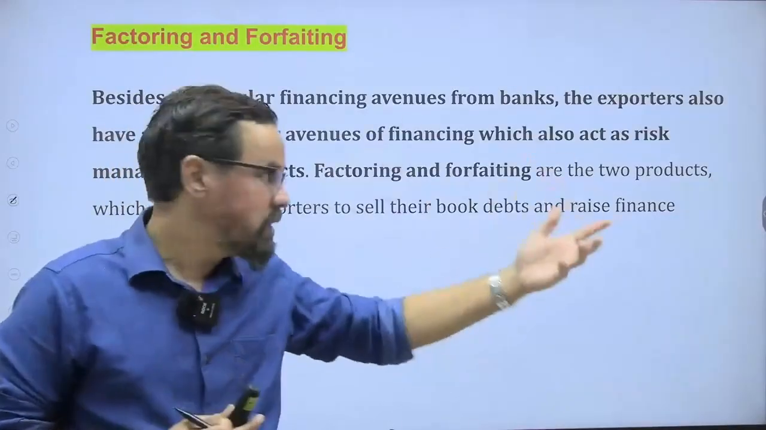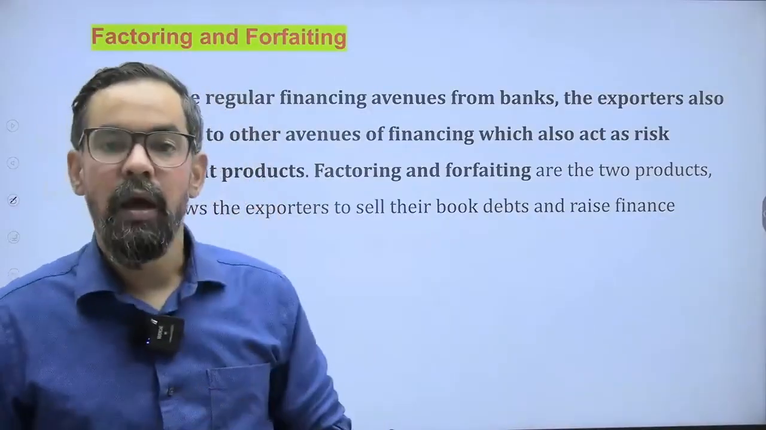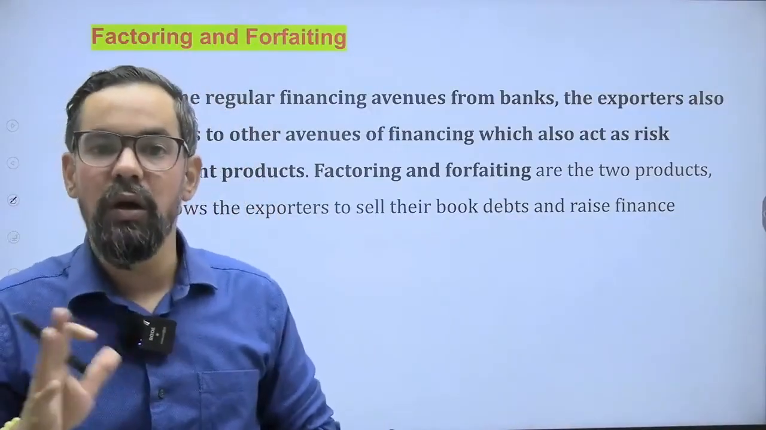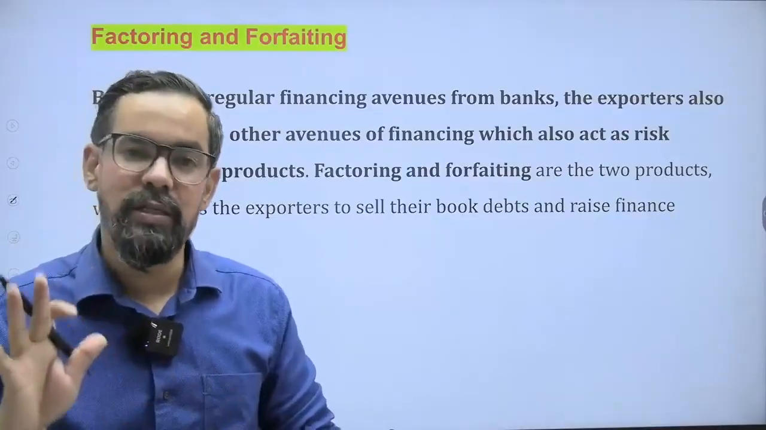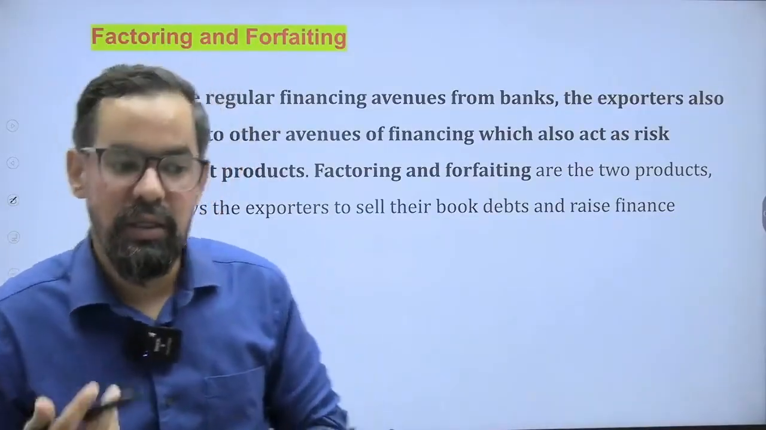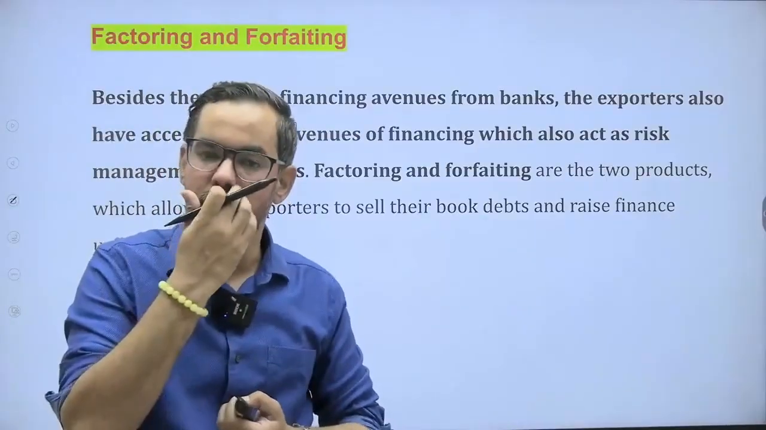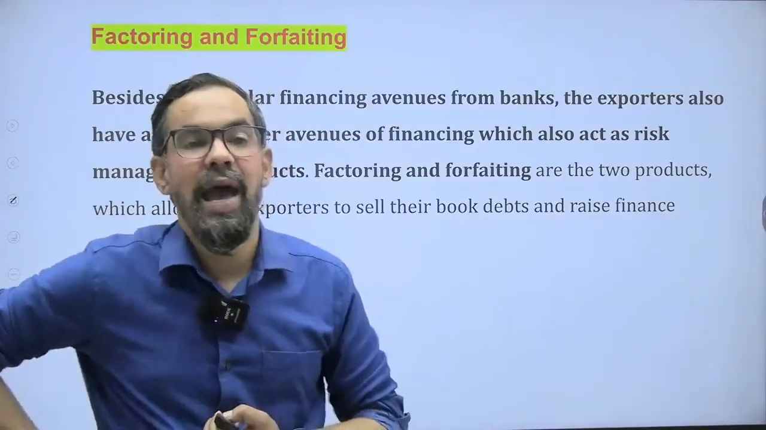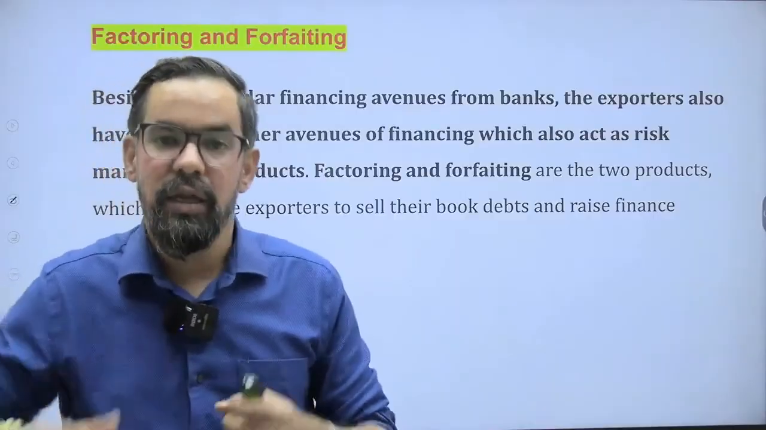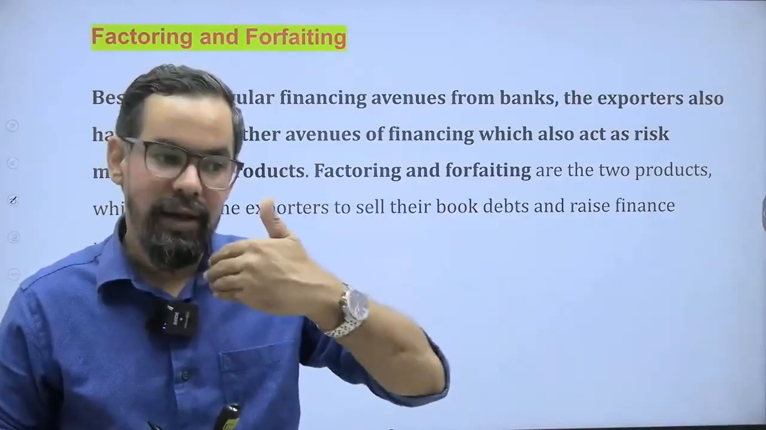The another one is forfeiting. In case of forfeiting, forfeiting is always backed by LC. It is mostly on a non-recourse basis. There is no collateral or guarantee required because it is already backed by the LC itself. Okay? And it is bank to bank. Okay? Let's say there is an exporter who did one transaction with your bank and it gets discounted 100%.